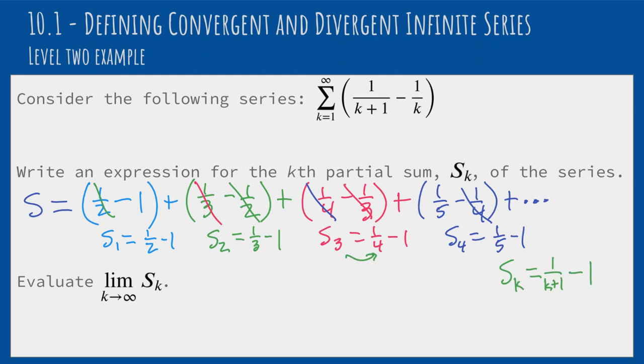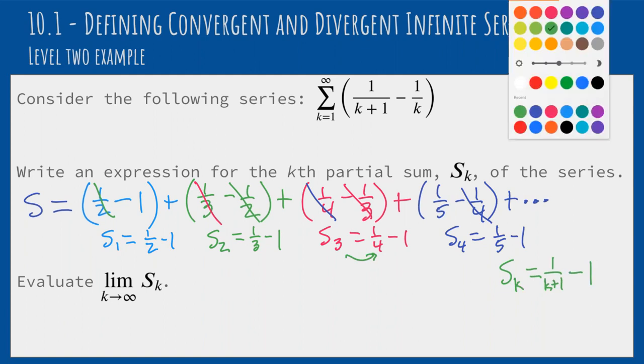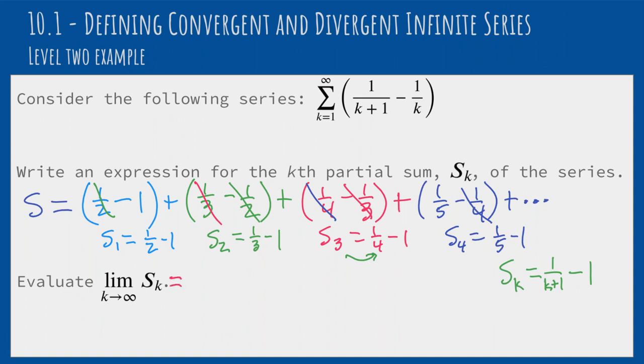So going down to the limit then, to evaluate that limit, this is going to be the limit as k approaches infinity of 1 over k plus 1 minus 1. And as k gets really big, this 1 over k plus 1 is going to get really small. That's going to approach 0. And so our infinite sum is going to be -1. Okay, so remember, this is finding the sum of the infinite series by looking at the limit of the partial sums of that series.